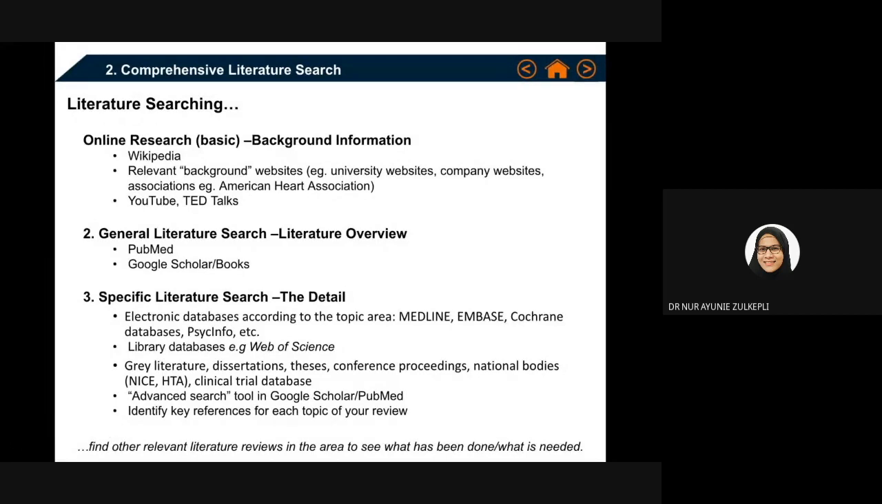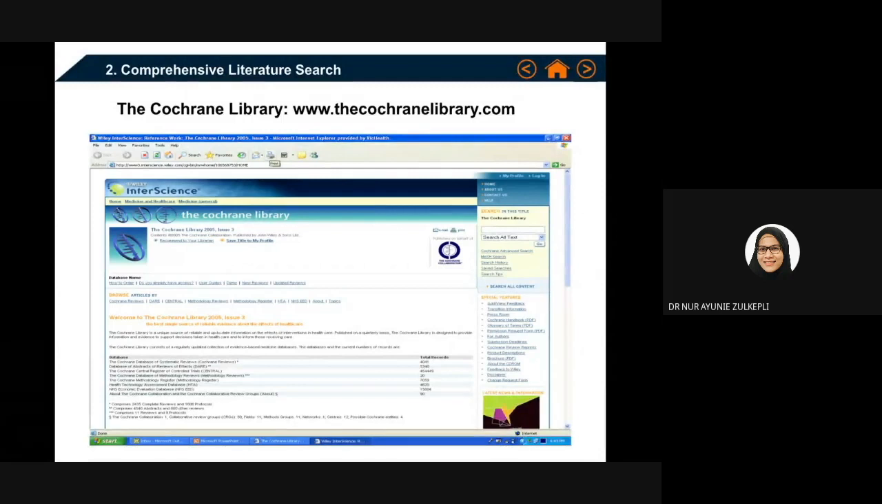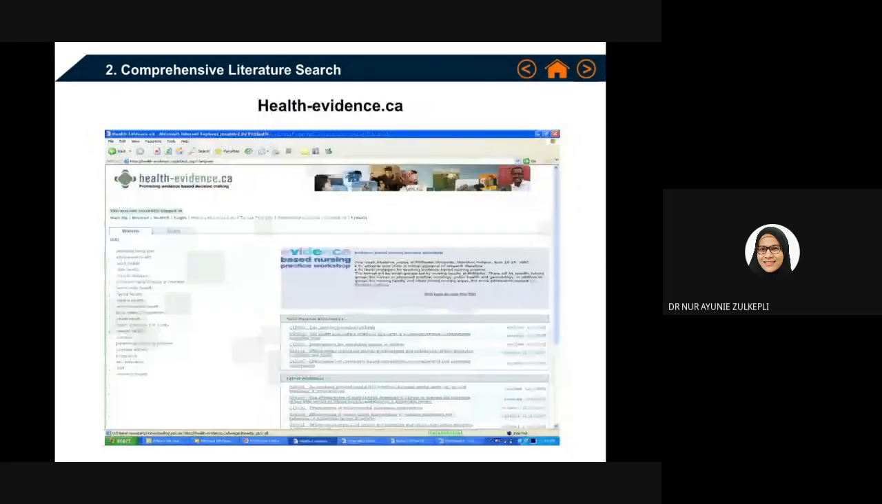Basically, you already know how to do the literature search, right? The databases. This is an example for the Cochrane Library. It has a collection of different types of review papers. So you can search different types of review articles there, and you can register your review there also, to see whether there is anyone working on the same topic as you, for example.